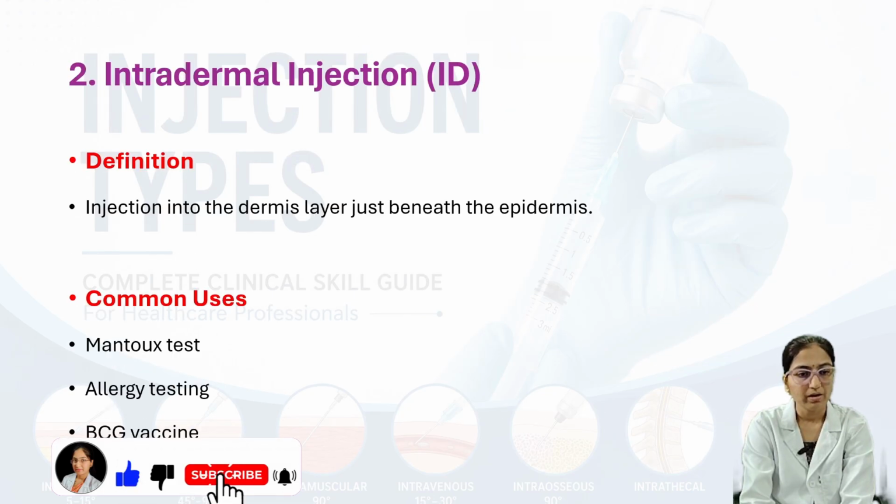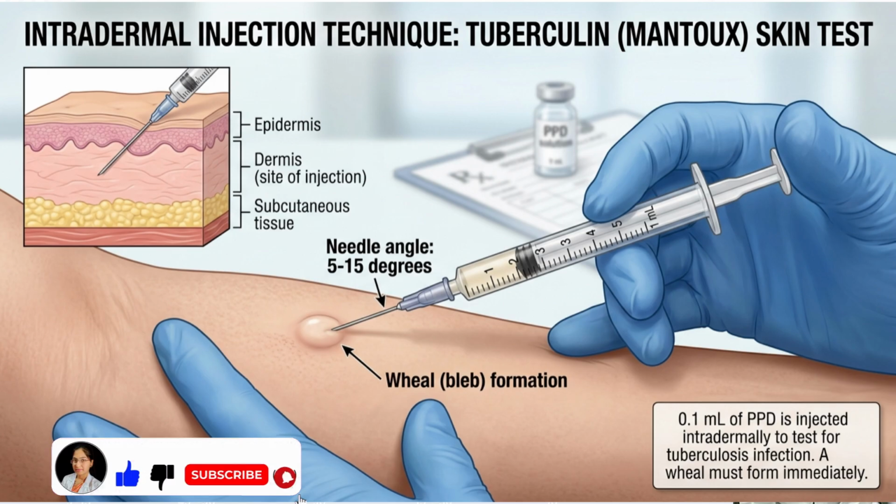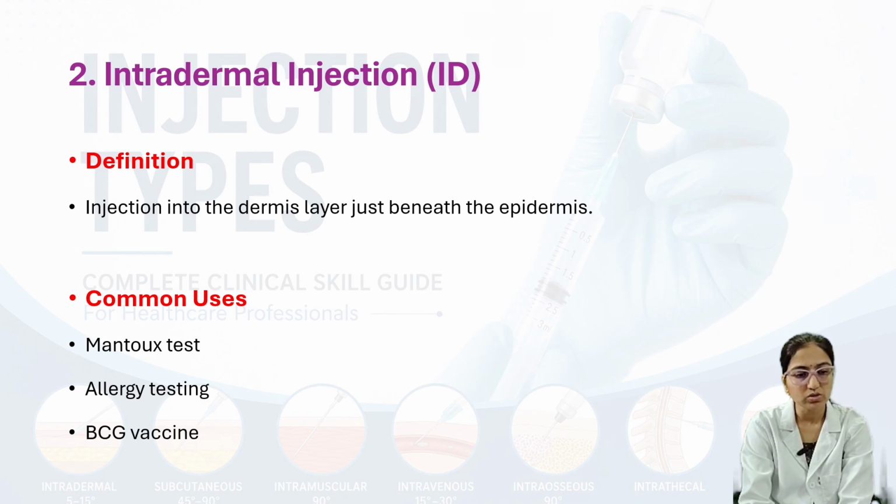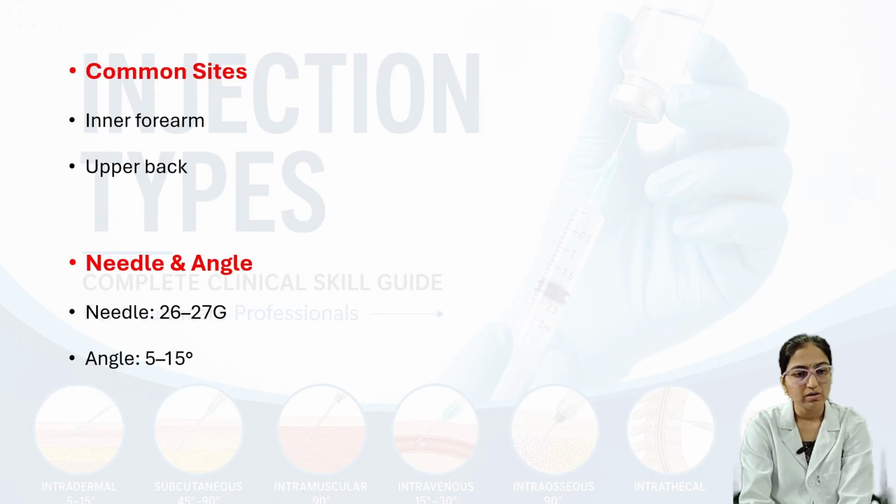Next we'll see intradermal injection. Here the injection goes into the dermis layer just beneath the epidermis. Common uses are the Mantoux test, allergy test, and BCG vaccine. Common sites are the inner forearm and upper back. The needle is 26 to 27 gauge, and the angle is 5 to 15 degrees.